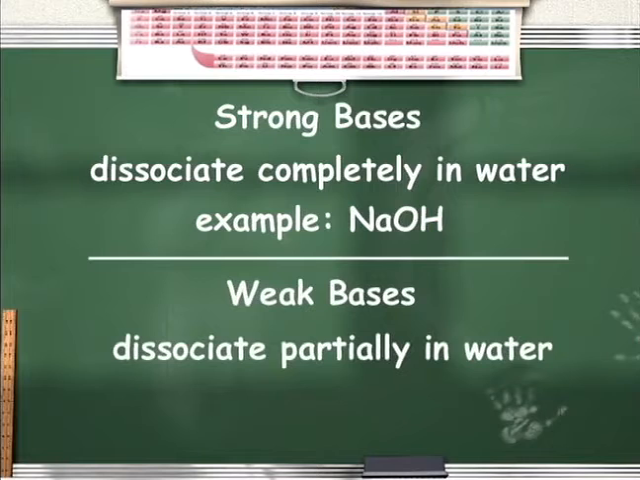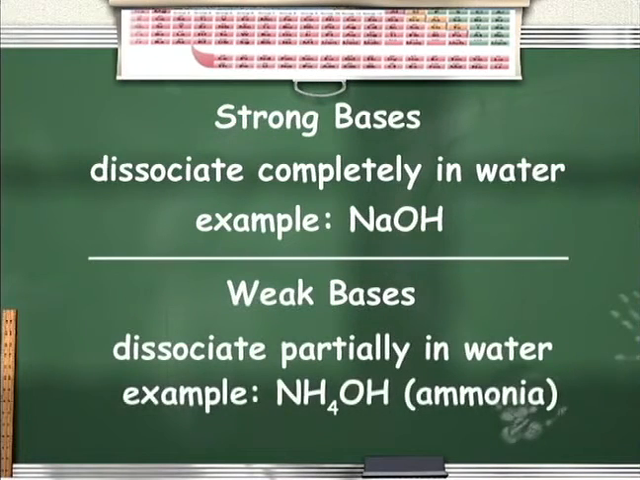A weak base only dissociates partially in water. Ammonium hydroxide, or ammonia, NH4OH, is an example of a weak base. When ammonia is in an aqueous solution, some of the ammonium ions separate from the hydroxide ions, but most stay attached. Since there are relatively few ions in the solution, the current is poorly conducted.